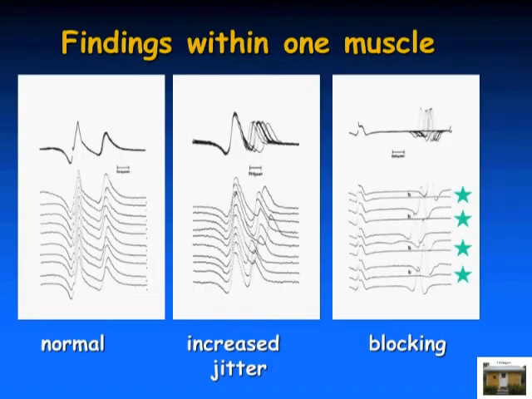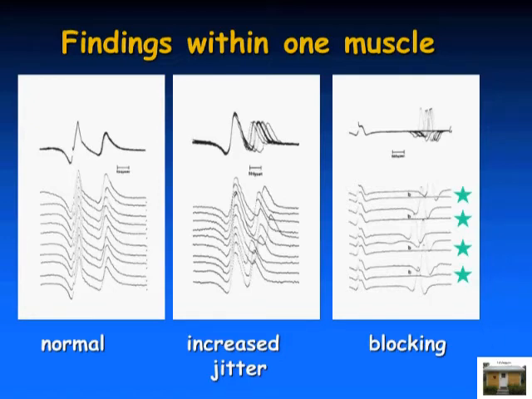Within a given muscle in a disease like myasthenia gravis, there's variability in the amount of jitter in different end plates. Here, for example, is a pair of potentials in a muscle where the jitter is normal, and here's another one in which the jitter is increased, and another one in which the jitter is increased and there's marked blocking. One of the impulses fails to occur from time to time.